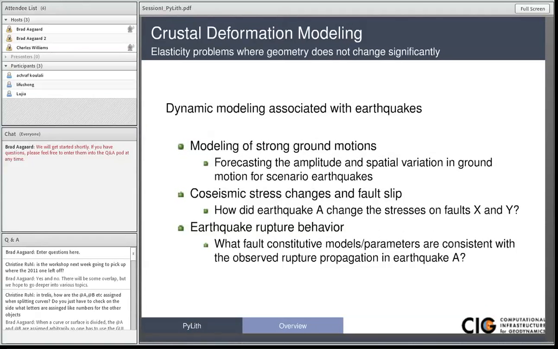It can also look at dynamic modeling associated with earthquakes through forecasting amplitude and spatial variations of ground motion for hypothetical events, such as large scenario earthquakes. We can also look at past earthquakes, such as how the dynamic stress changes from an earthquake changed the stresses, both dynamically and statically, on the surrounding faults. We can also look at the rupture behavior itself through the fault constitutive models and spatial variation of those parameters to see if they are consistent with observed rupture behavior in a particular earthquake.